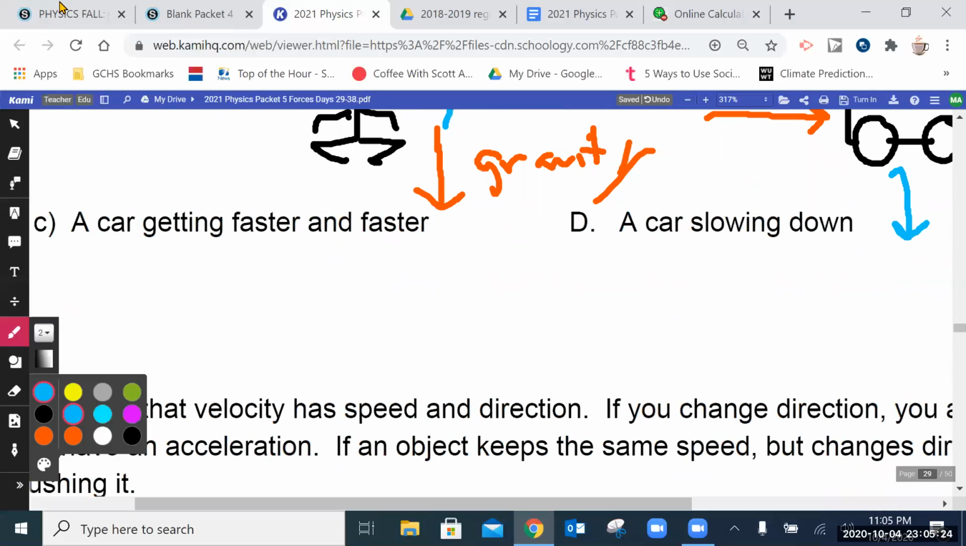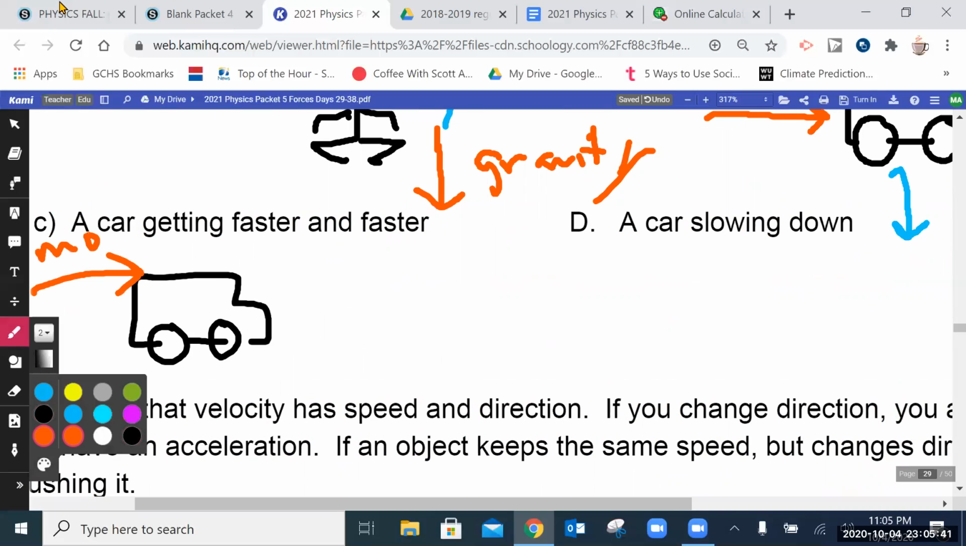Okay, now letter C, a car going faster and faster. This is different than the previous problem. If it's getting faster and faster, that means that it is accelerating. So there is a net force. We're going to have the force of the motor pushing harder than the force of friction. And so I draw the arrows different lengths. The force of the motor being the stronger one to make the car faster and faster, that's going to be longer than the force of friction pushing backwards.